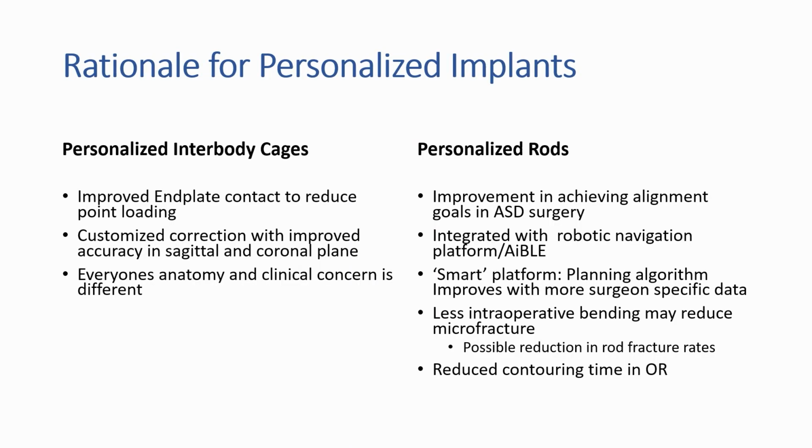So the rationale for personalized implants, intrabody cages, improved end plate contact reduces the point loading that you get. If it conforms to the patient's end plates, you're not just balancing off one part of it, so theoretically less subsidence. Personalized rods, you are done once your correction looks like the rod, right?